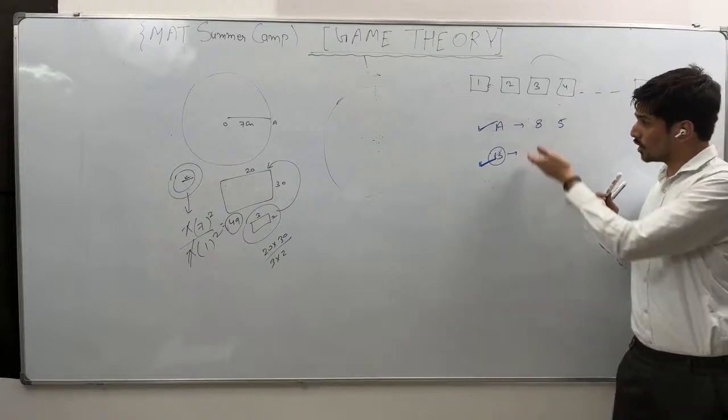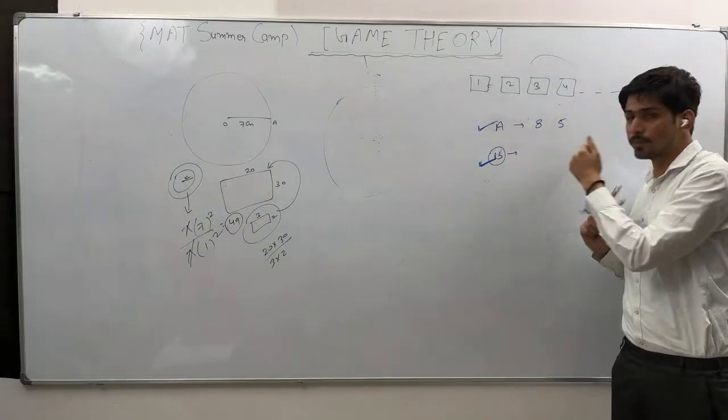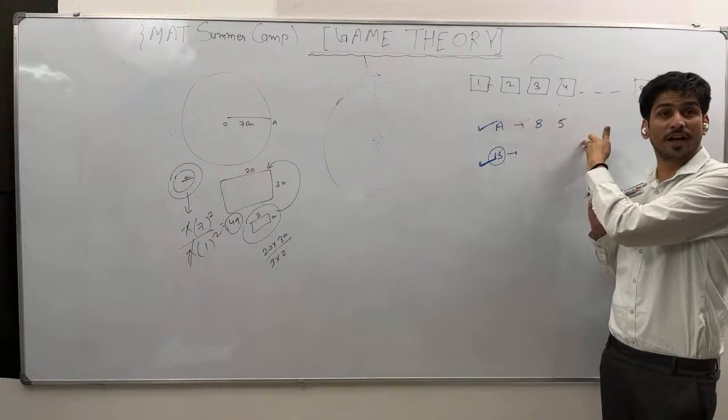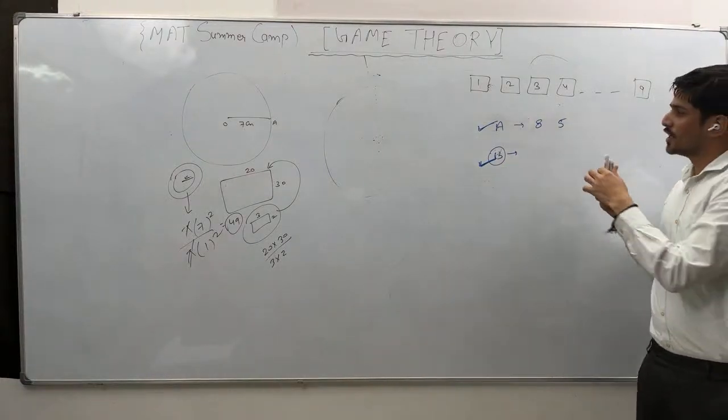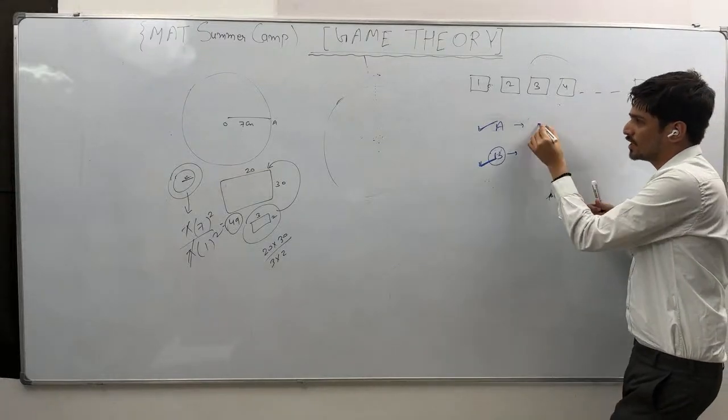How will B win? You already taken 8. How will he achieve 15? You already taken 8, 9. A big number you will take, and then how will you get 15? You see, first let's say you start with any number, 8. Then I am taking 2.